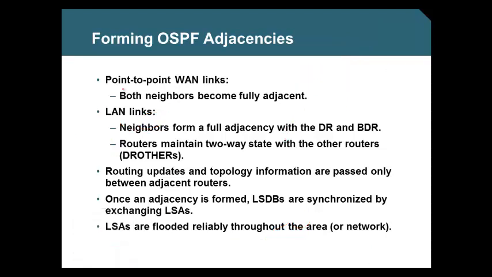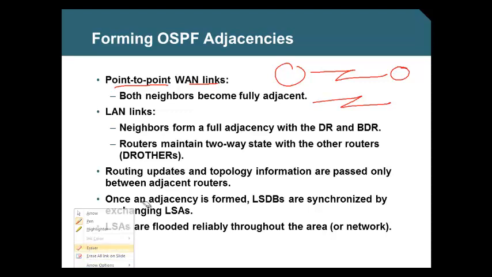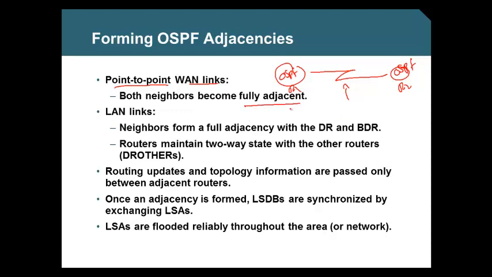So when you have a point-to-point WAN link between two routers that run OSPF, this is how we draw it, zigzag. When you run OSPF between two routers that are connected via point-to-point, they will become full adjacent neighbors. What is a full adjacent neighbor? You know that.